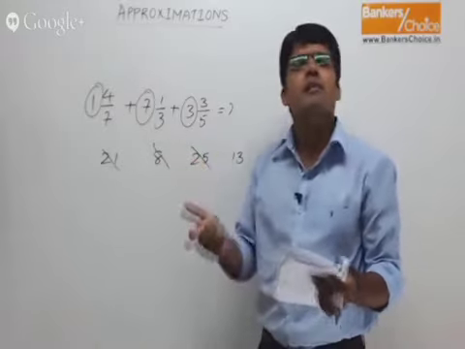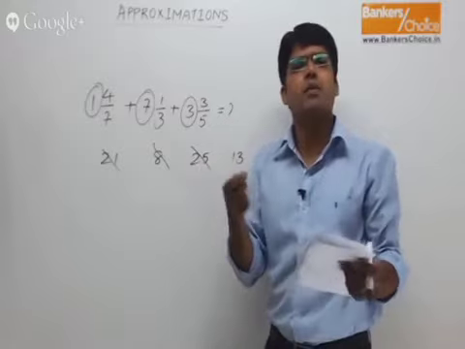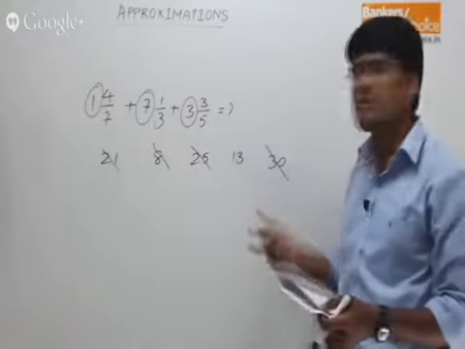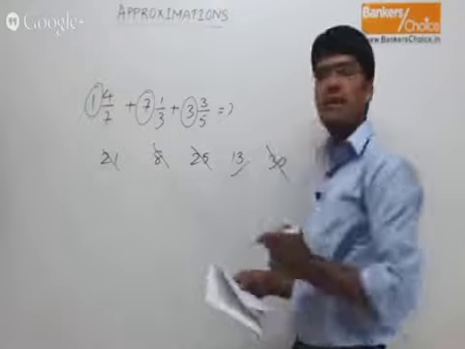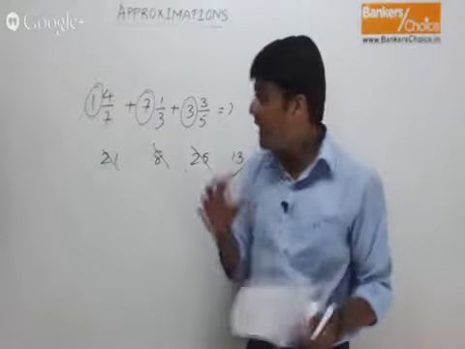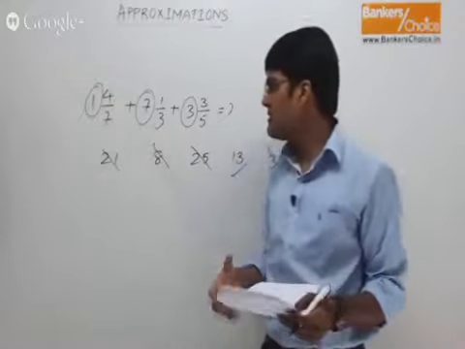And 4 by 7 again is 0.5. So 1.5. 11 plus 1.5, somewhere close to 12.5. So 13 seems to be the appropriate answer. So 13 is the correct answer, right? So this is how you can just go for fractions and simplify it.